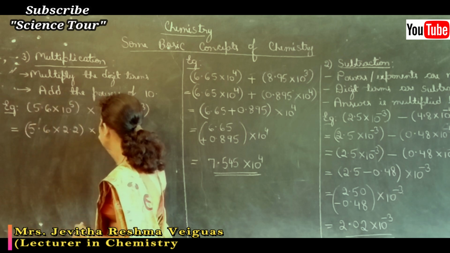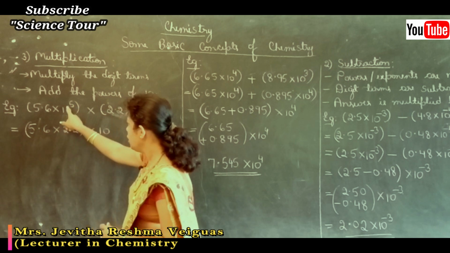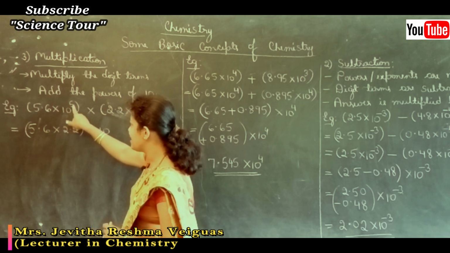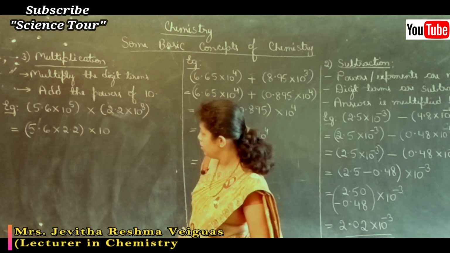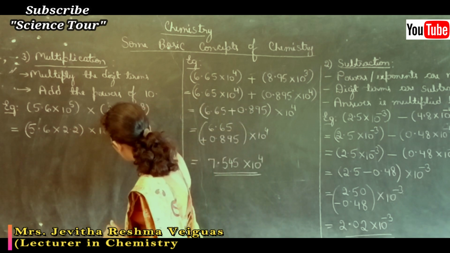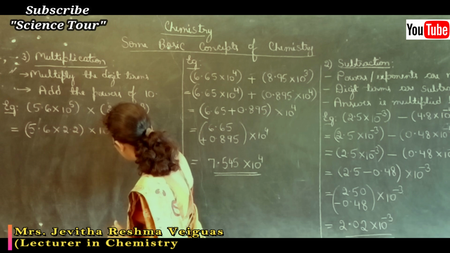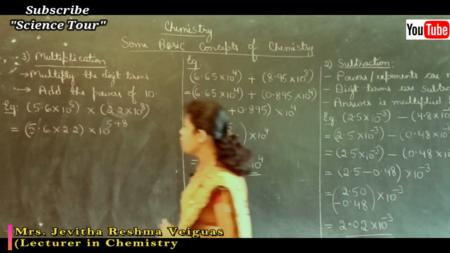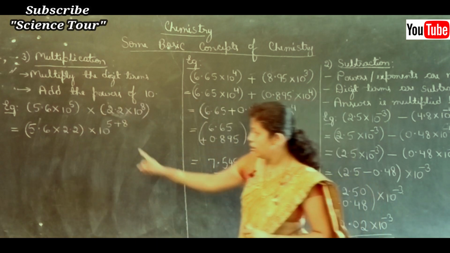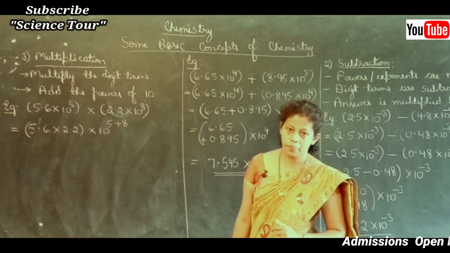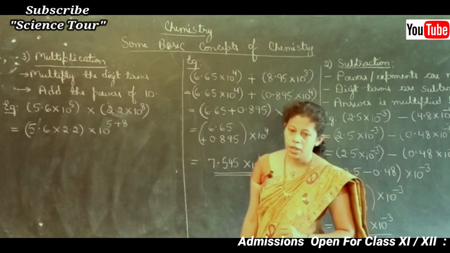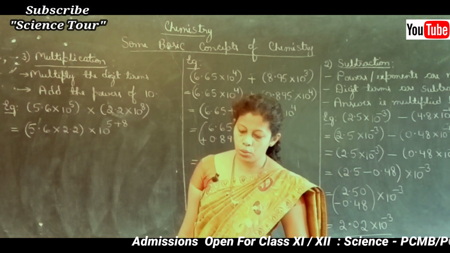Then powers of 10 are added. Here the power of 10 in the first term is 10 to the power 5. In the second term it is 10 to the power 8. So powers of 10 added means 10 to the power 5 plus 8. Powers are added. Digit terms are multiplied. Let's multiply the digit terms, 5.6 into 2.2.